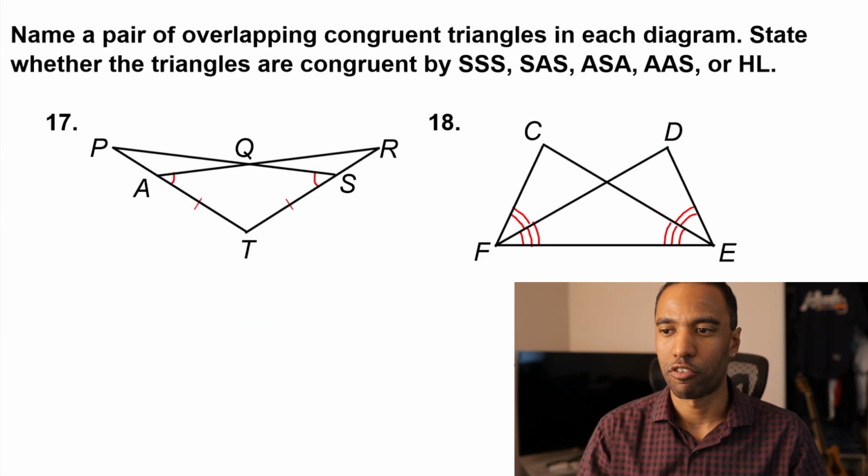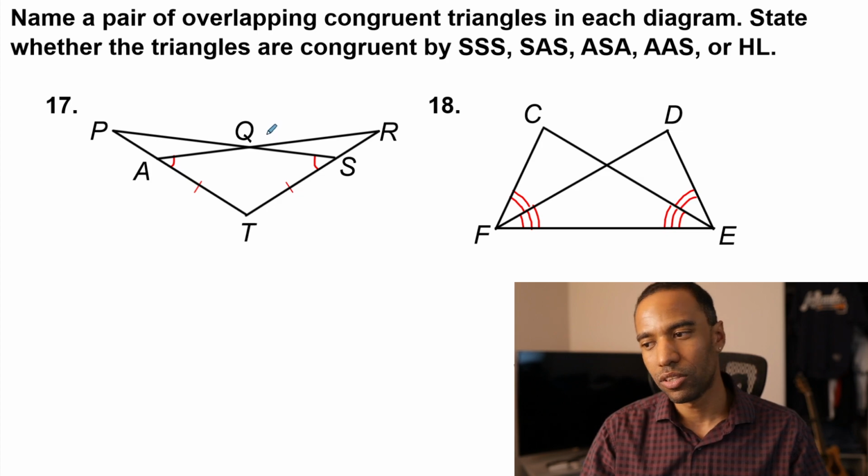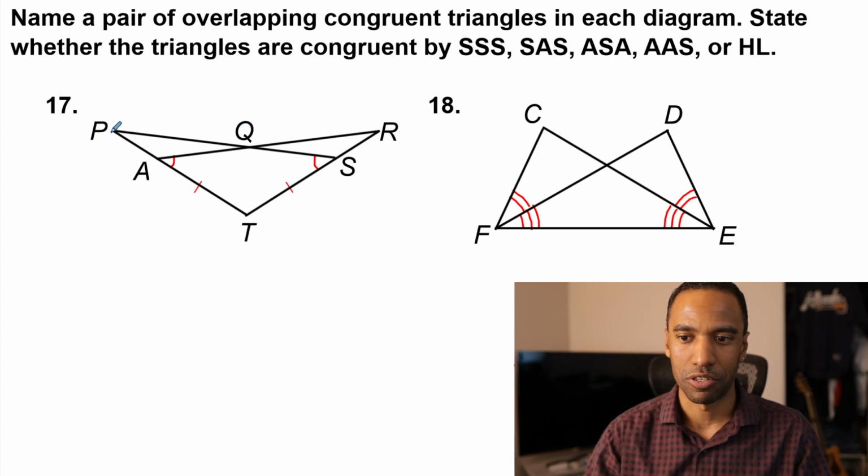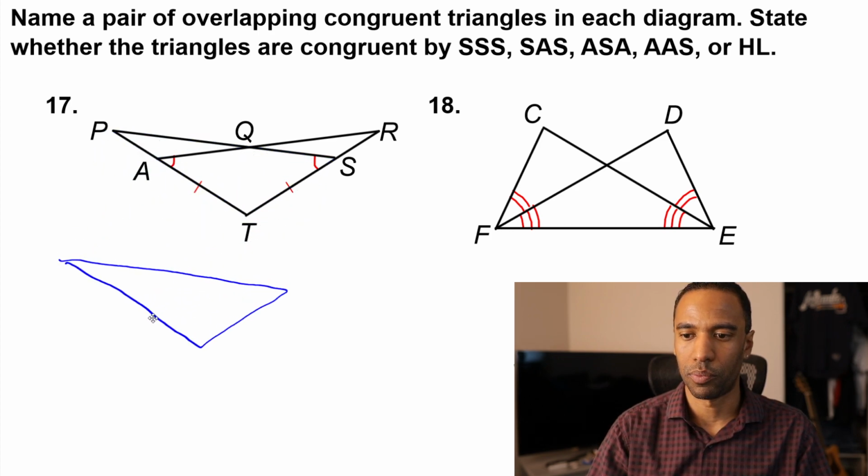All right, name a pair of overlapping triangles. Once again, look, all these are reflections. I don't know if you can tell. All these are reflections here. But it does help to do the redraw right here. Take a look at this triangle right there. Let's see what we have here.